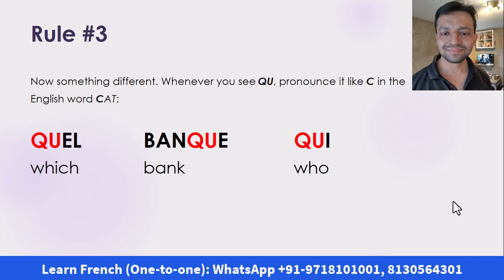Next, move to rule number 3. Now something different. Whenever you see QU, pronounce it like ka in the English word cat. Kel means which. Bank means bank. Ki means who.